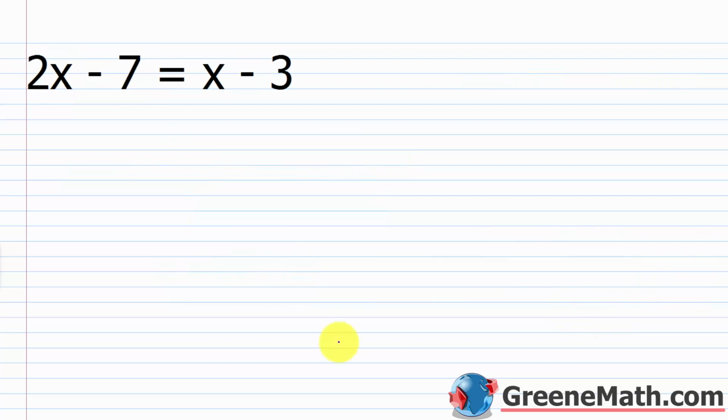All right, let's look at one that's a little bit more challenging. So we have 2x minus 7 equals x minus 3. You can still just solve this with addition or subtraction. And again, our goal is to isolate the variable. Always think about that. We're isolating the variable. So how do I isolate the variable here? We have 2x minus 7 equals x minus 3.